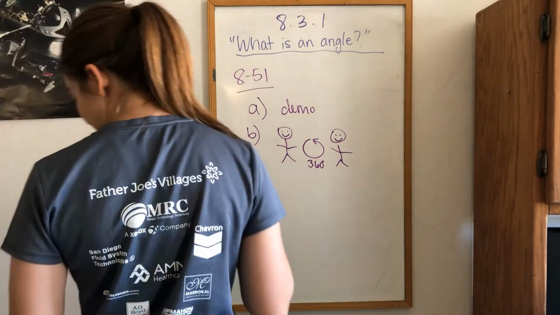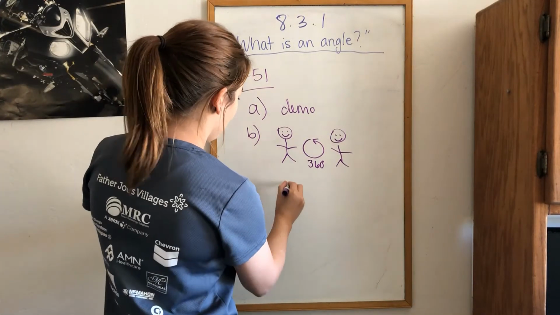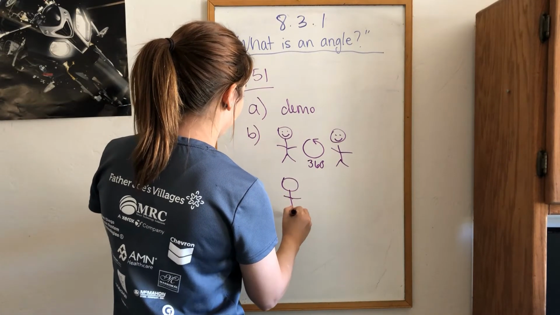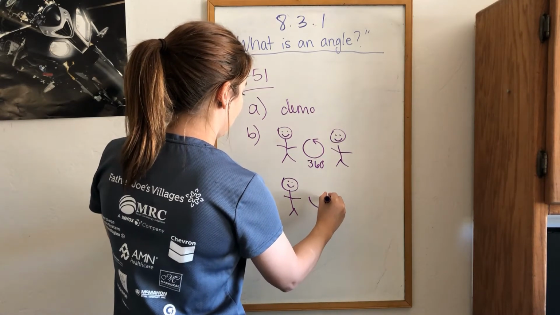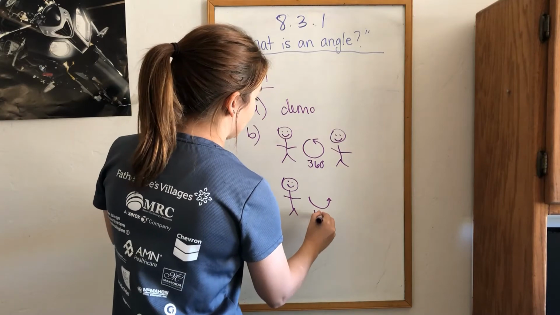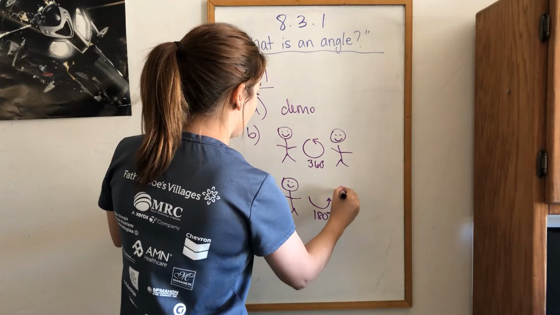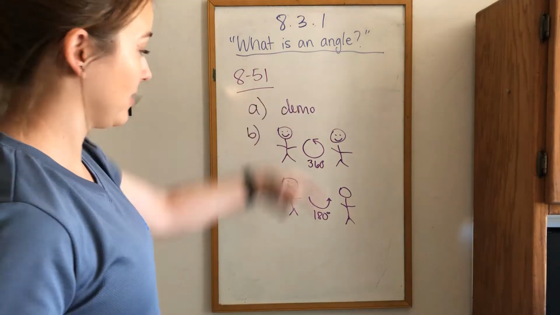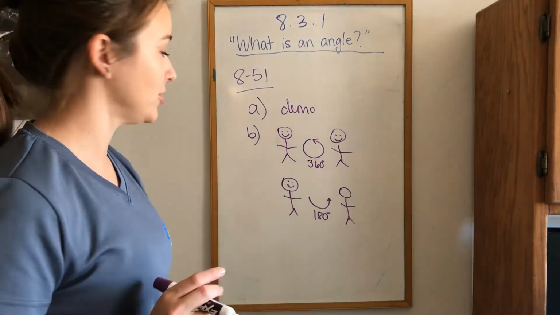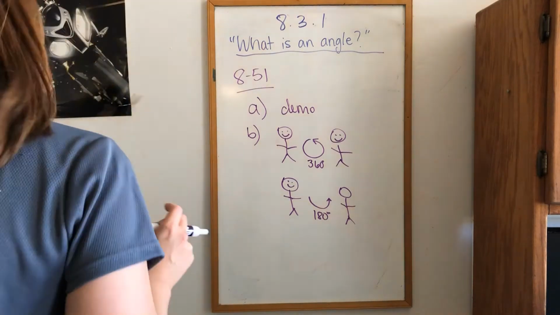And then for the 180, I did the same thing. I did a little stick figure, and then the 180, I did it like this, because it's half of a 360. And then the person is now facing that way. So the person has their back towards you now. So that would be the 180.